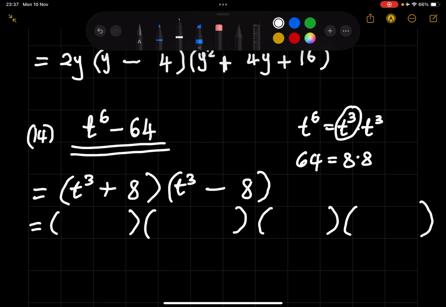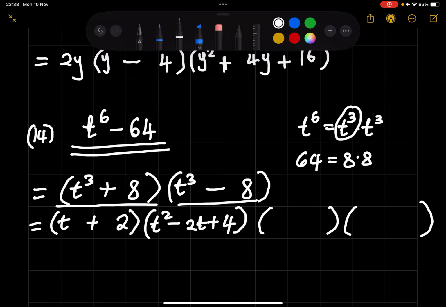So now let's start with this one here. T cubed will break into t, and then t times t is t squared. 8 will break into 2, then 2 times 2 is 4. Because 2 times 2 times 2 is 8, so we break it into cubes. And then the middle is t times 2, which is 2t. The original sign is a plus, then this one switches. The last one is always a plus.